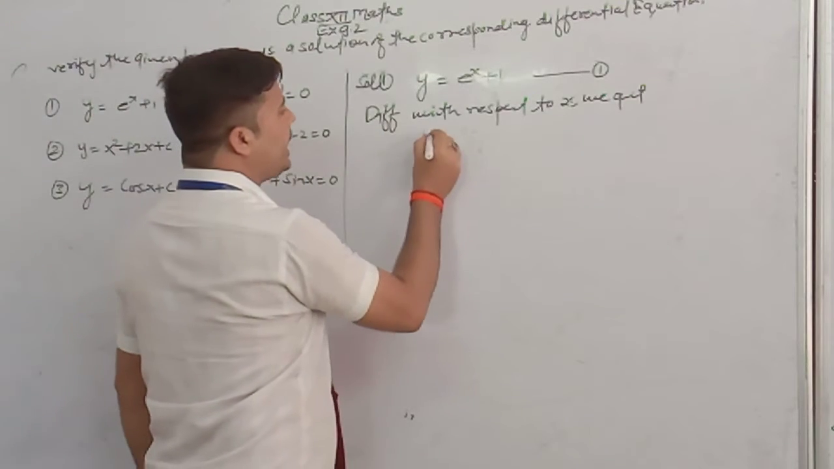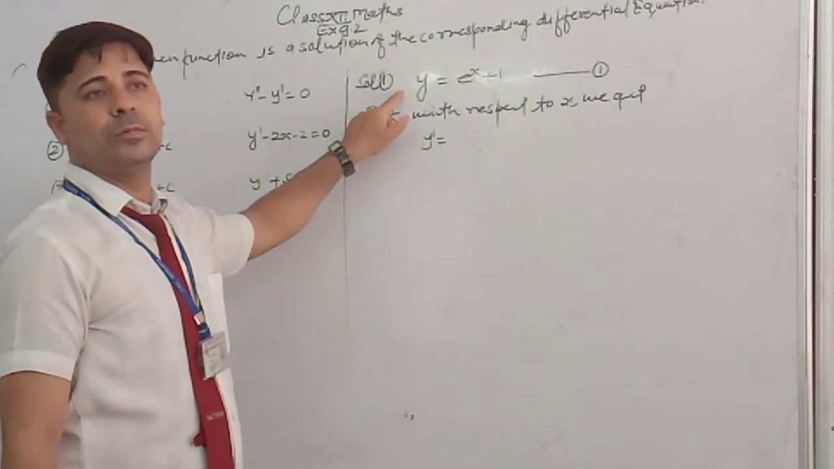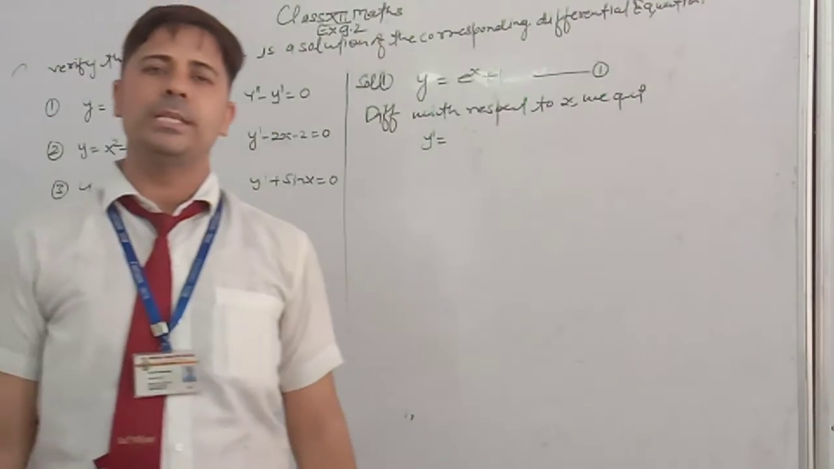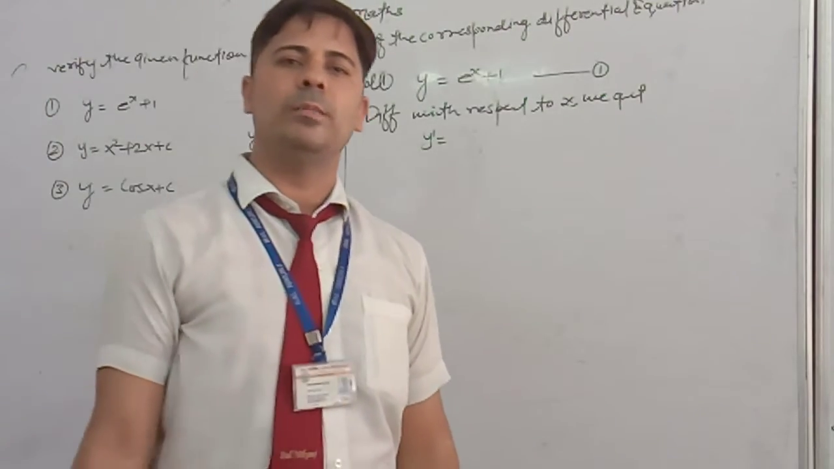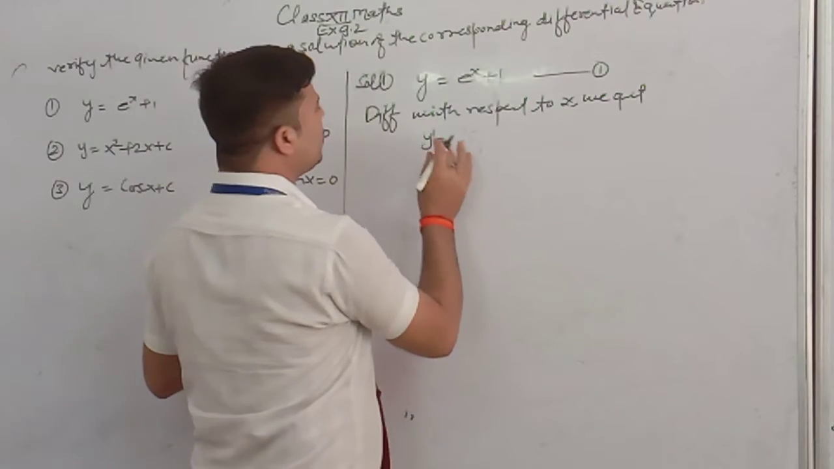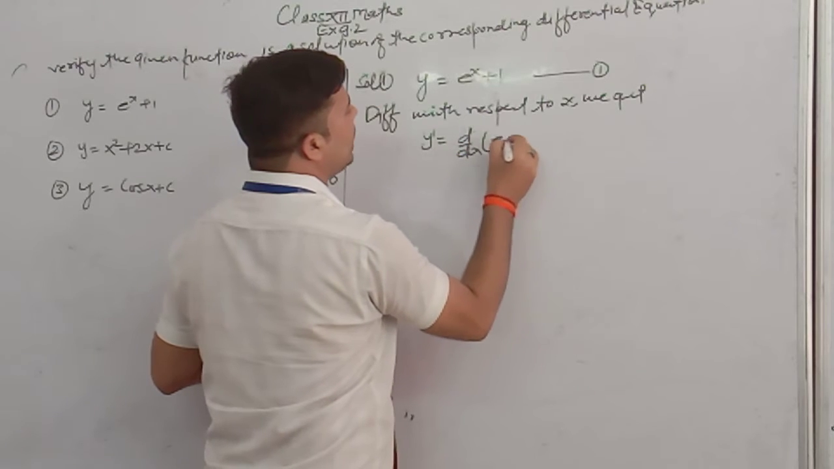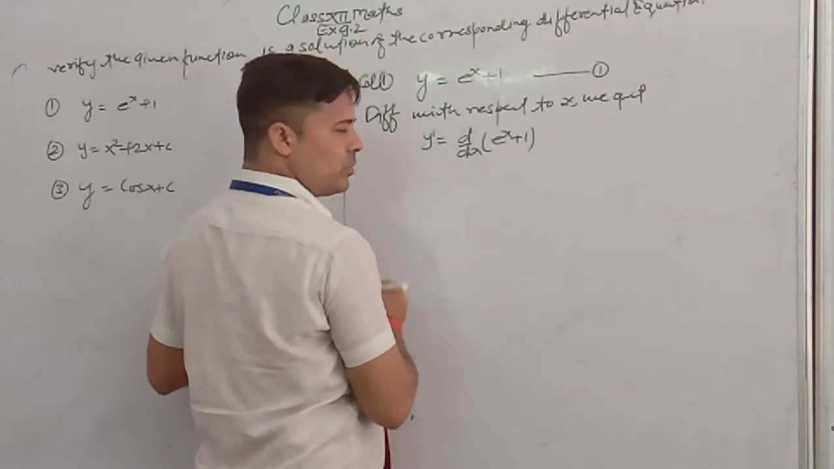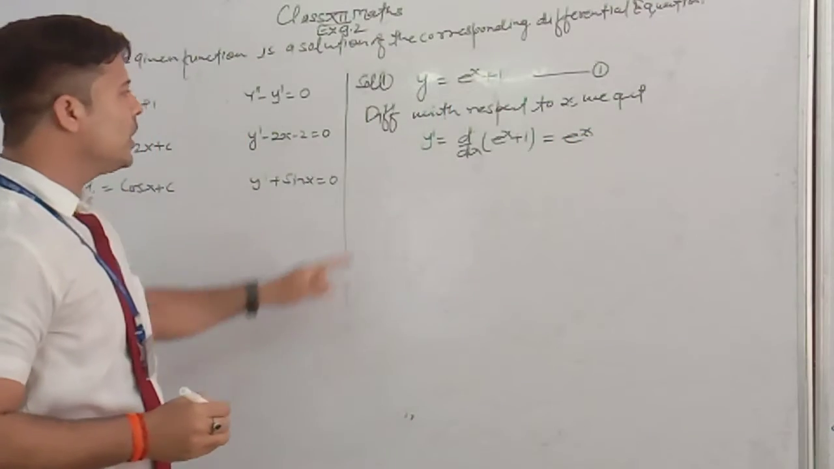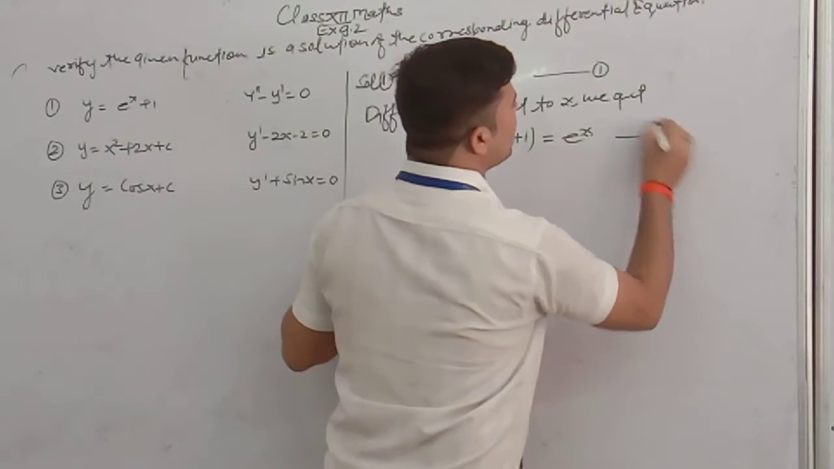We get y dash, since you know that dy upon dx is the value of y dash, d2y upon dx2 is the value of y double dash, and d3y upon dx3 is the value of y triple dash. So y dash is equal to d by dx of e to the power x plus 1, which is e to the power x. Take it as equation number 2.